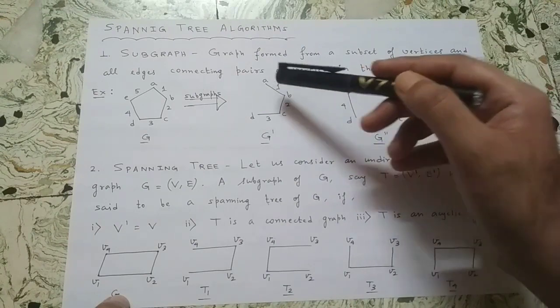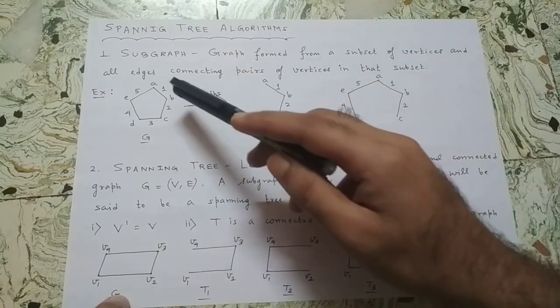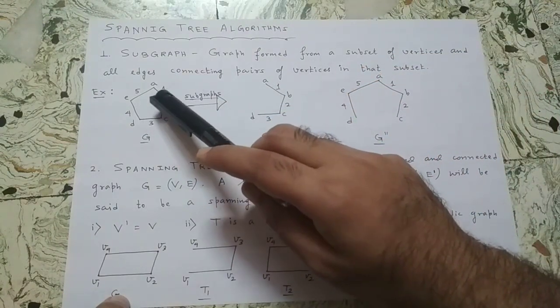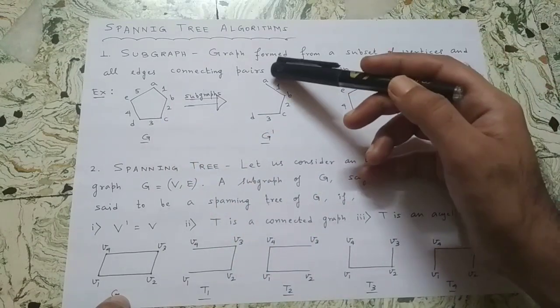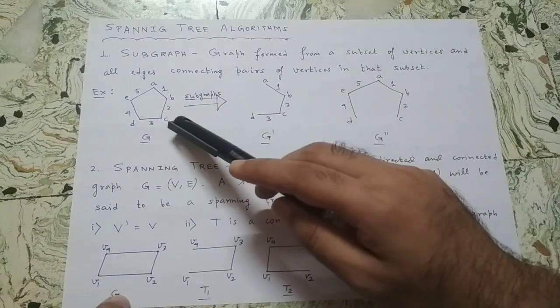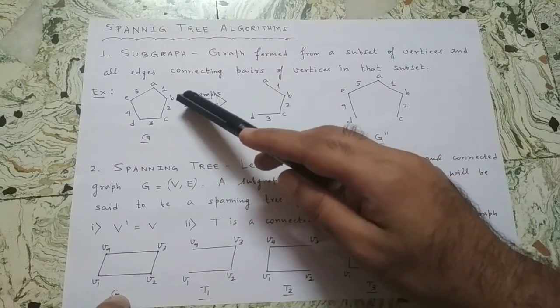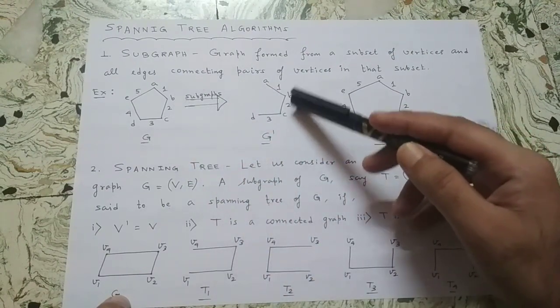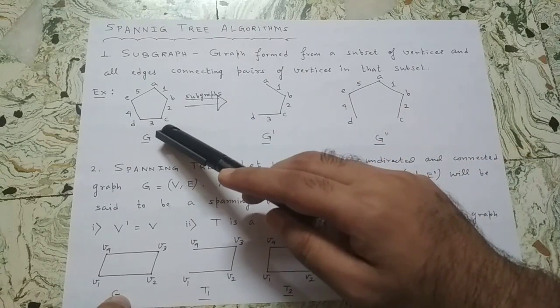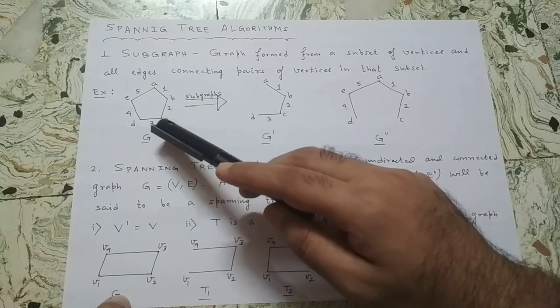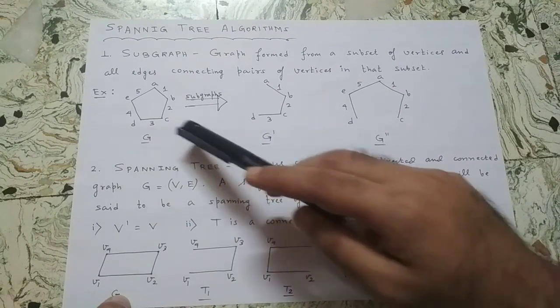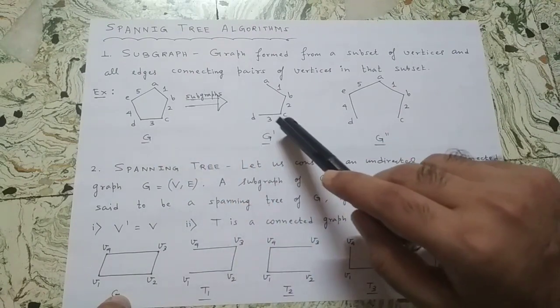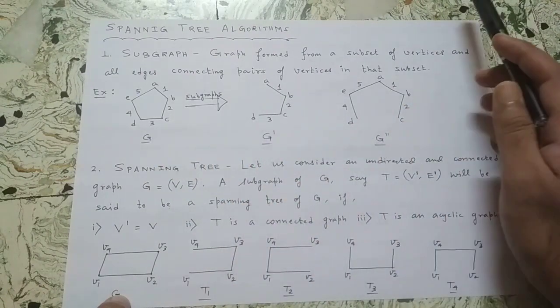So I'm including A, B, C and D. A and B are connected by the edge which has a weight of 1, so I need to include that edge. In my original graph, the vertices B and C are connected by the edge which has a weight 2, so I need to include that edge. Similarly, the vertices C and D are connected by the edge which has a weight 3, so we have to include that edge as well.